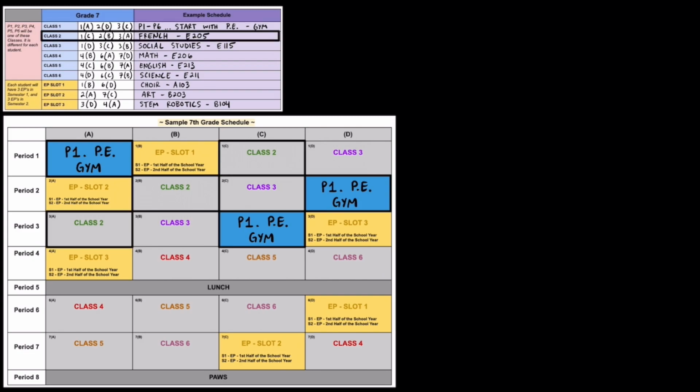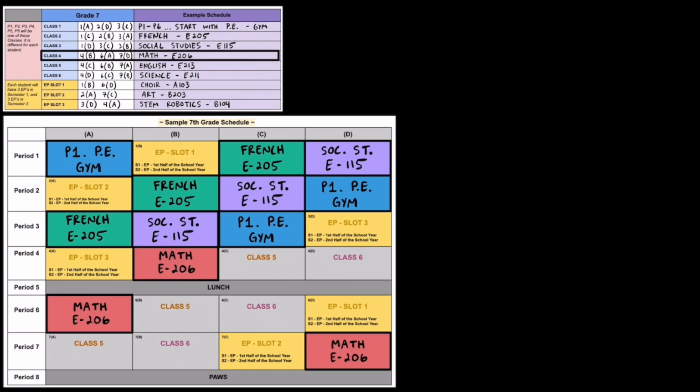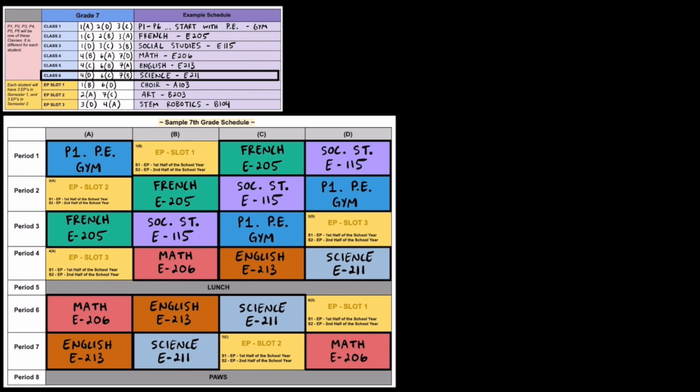First, replace all the Class 1 boxes with P1, which is PE in the gym. Then find all the Class 2 boxes and replace them with French, which is in E205. Replace all the Class 3 boxes with Social Studies in room E115. Label the Class 4 boxes as Math in E206. Label Class 5 as English in room E213. And for Class 6, label those as Science in room E211.